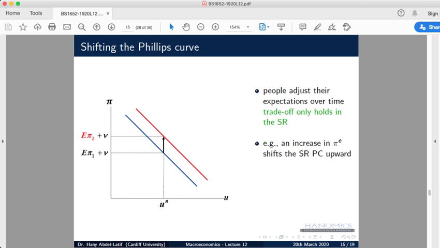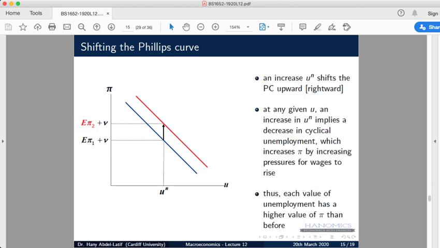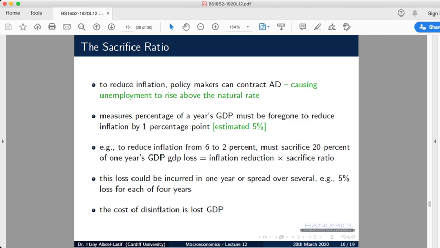There are also other reasons, like supply shocks. We talked about supply shocks, or if there's an increase in the natural rate of unemployment, again that will shift the short run Phillips curve. So that's basically what shifts the Phillips curve: if there's a supply shock, if there's a change in the expected inflation rate, or if there's a change in the natural rate of unemployment, that will shift the short run Phillips curve as well.